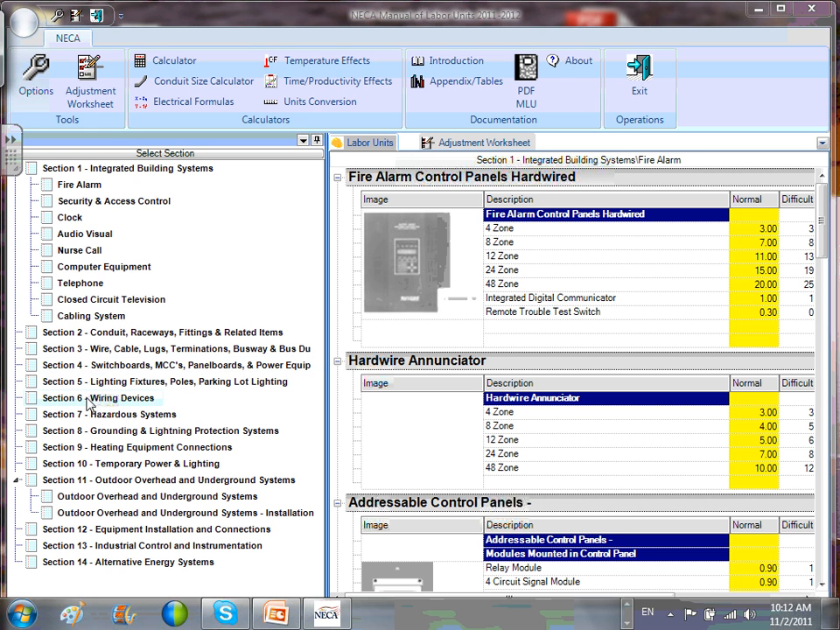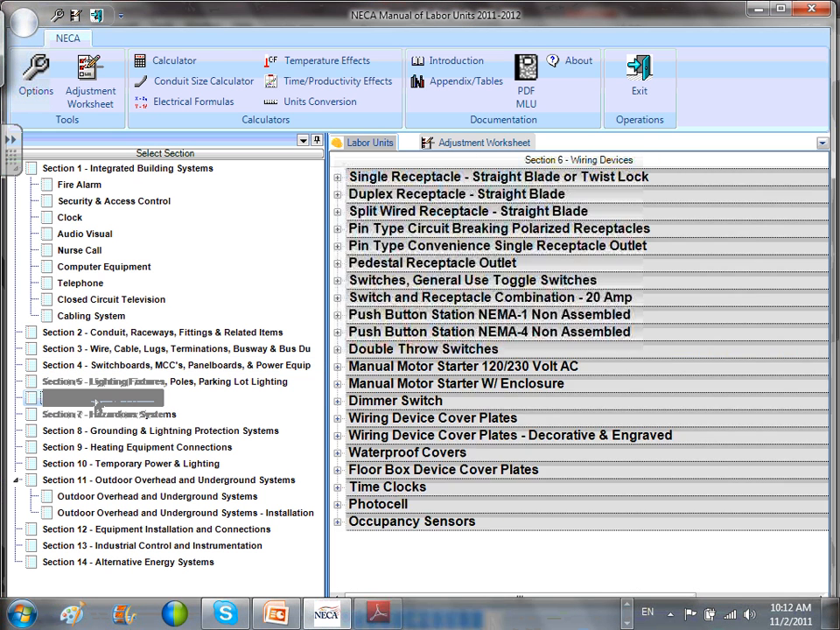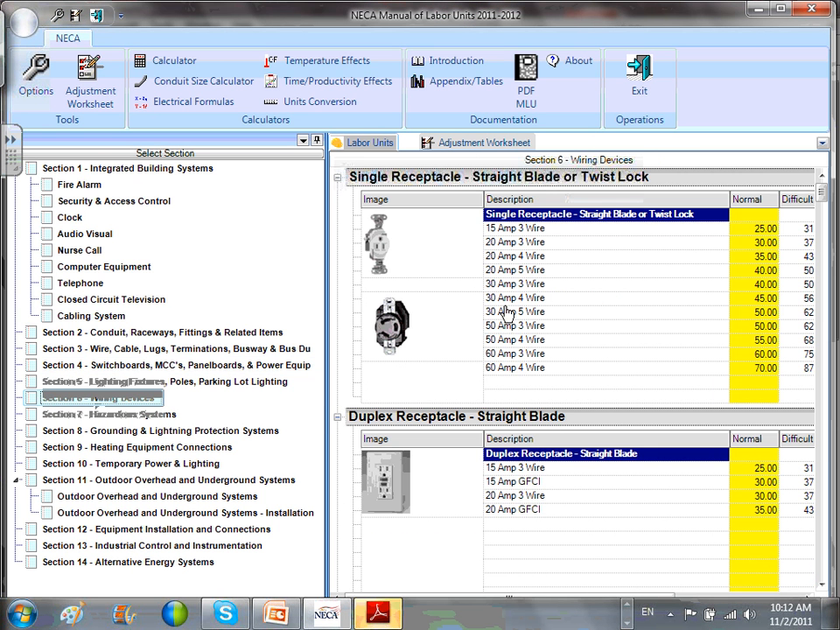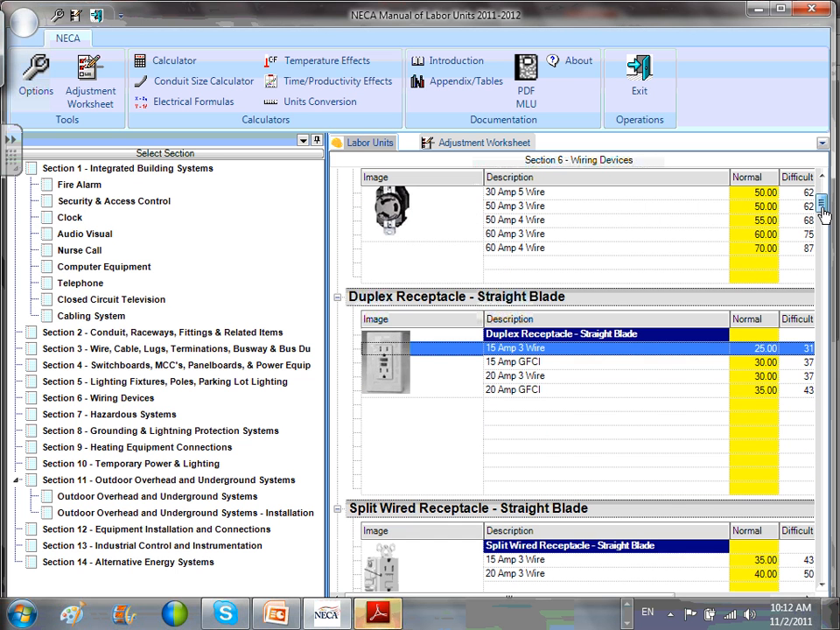Let's go to devices, will you? If you go to devices, here's your labor unit. I need receptacles, GFCI. You guys familiar with GFCI? Look at this, take this. If I have a 15 amp 3-way receptacle, it will take me 35 normal.